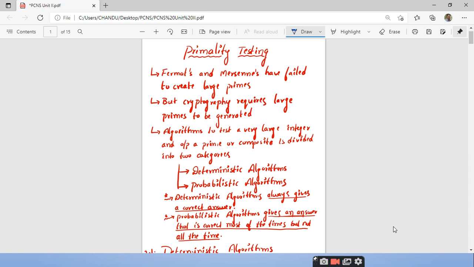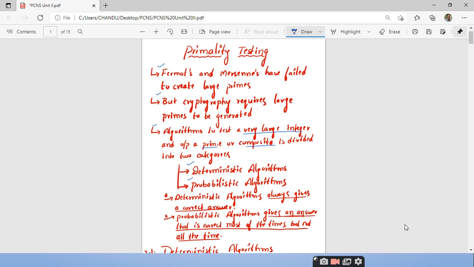Right? So coming to primality testing, as I told, Fermat and Mersenne numbers have failed to create large prime numbers, but cryptography requires large primes to be generated. So there are algorithms to test whether a very large integer is prime or composite. They are broadly categorized into deterministic algorithms and probabilistic algorithms. A deterministic algorithm always gives a correct answer, and a probabilistic algorithm gives an answer that is correct most of the times but not all the time.